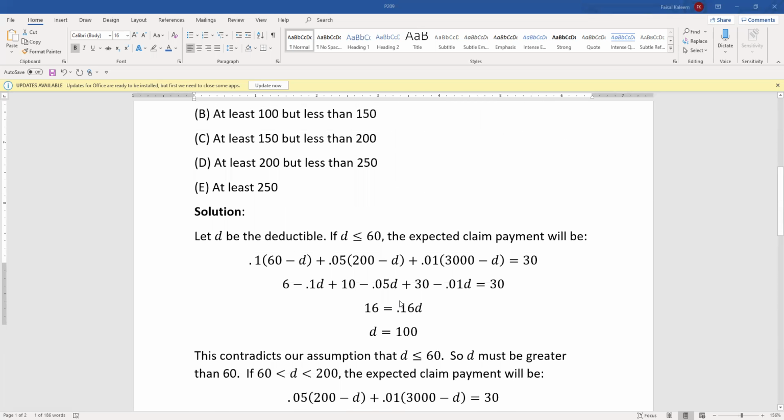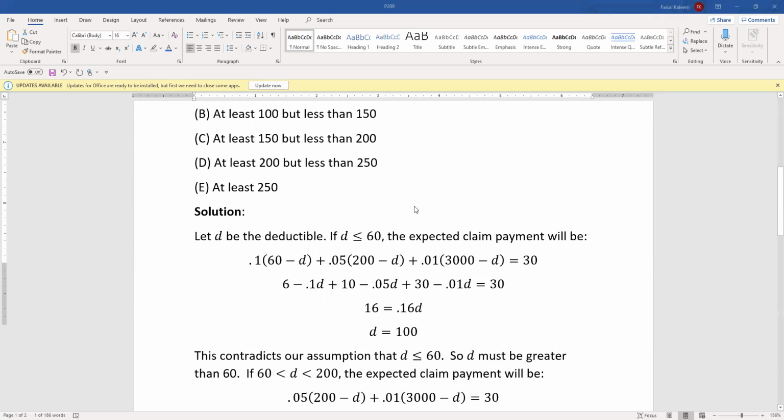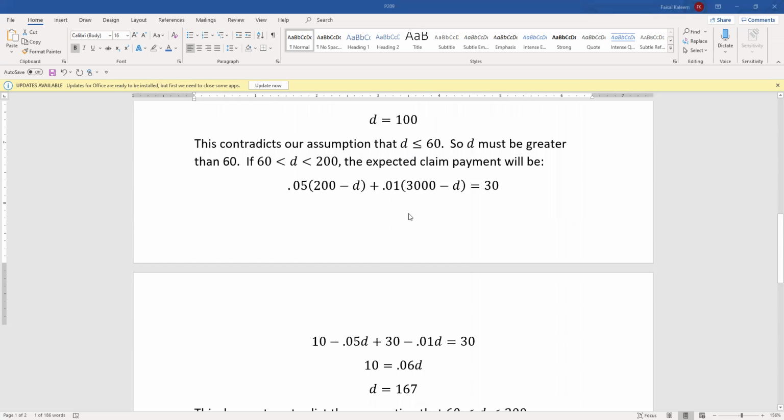Let's see. The answer choice is 167 will fall here, at least 150, but less than 200. So that's why the correct answer will be C.